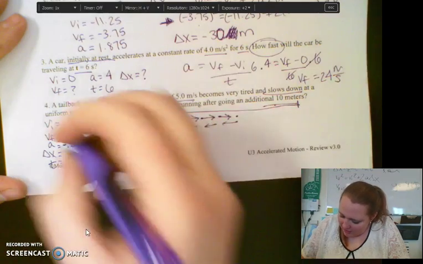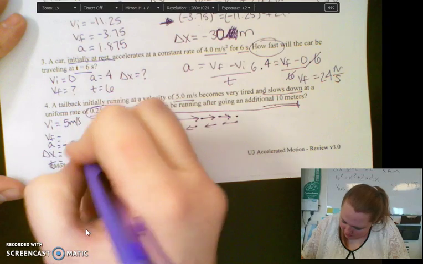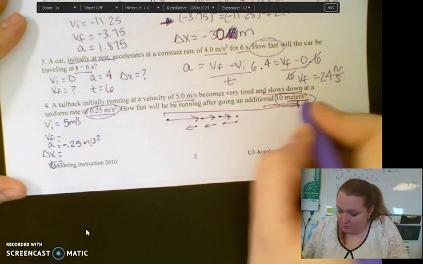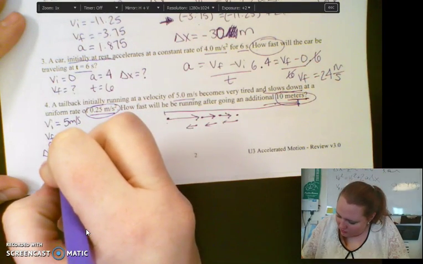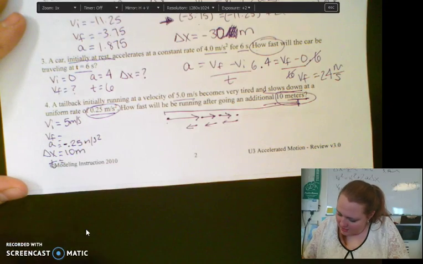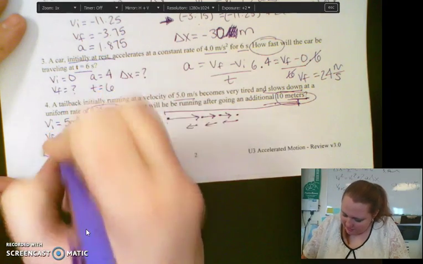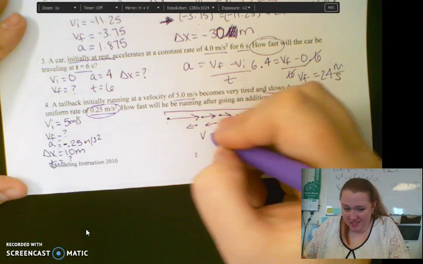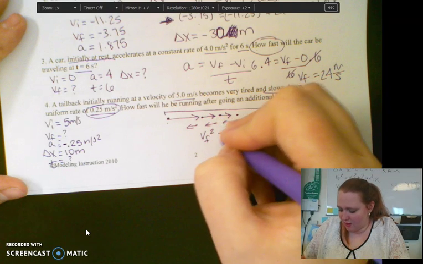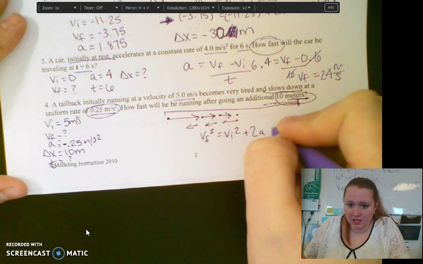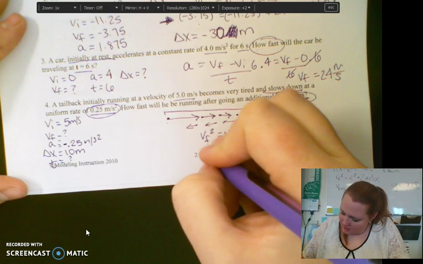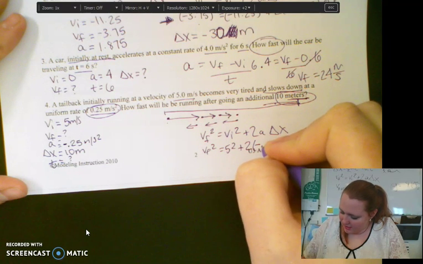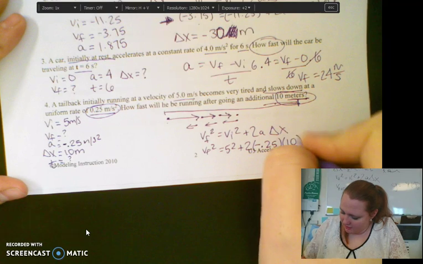My initial velocity is 5 meters per second. Delta X, 10 meters. Now meters is a unit for displacement, so this is going to be 10 meters. And it doesn't give us any time, and it asks us to find VF. So I'm going to use the equation that doesn't include time, VF squared equals VI squared plus 2A delta X. VF squared then is going to equal 5 squared plus 2 times negative 0.25 times 10.